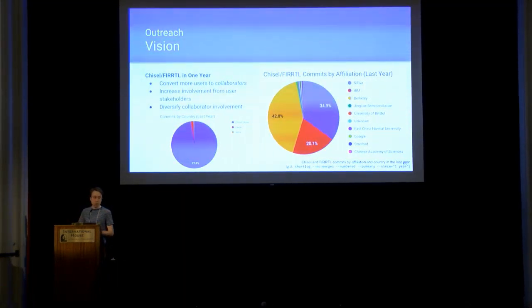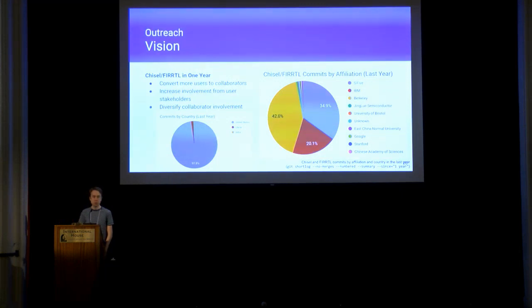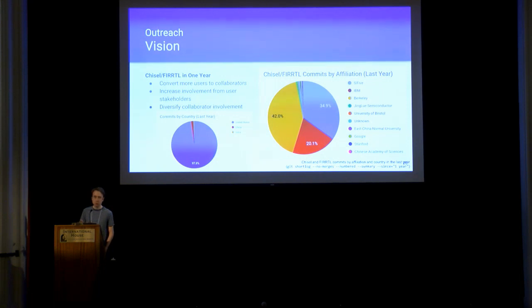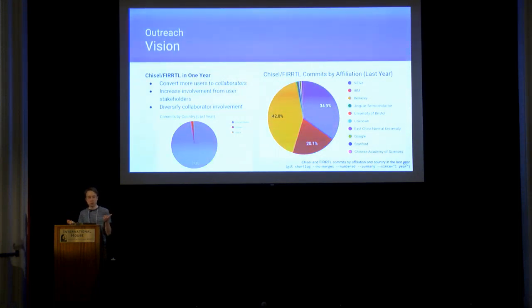But over the course of the next year, what we'd really like to do is convert some of those users into real stakeholders in the project, who have some vision of where they want to take things, and get those people involved in the development process. This figure on the right was scraped from the last year of commits on Chisel and Firrtl. Don't take this too literally because it depends on whether your commits get merged or squashed. But primarily the developer community is centered around Berkeley, and we would really love to diversify that amongst all of you in the coming year.